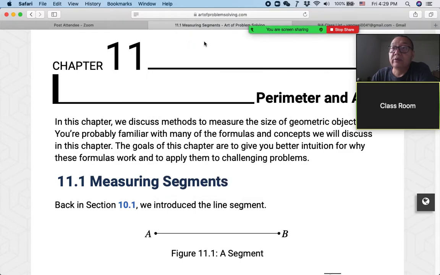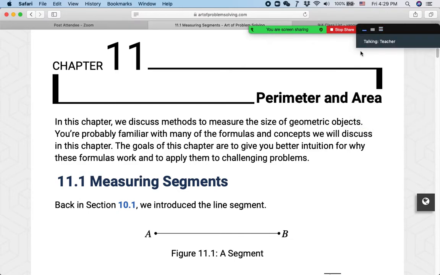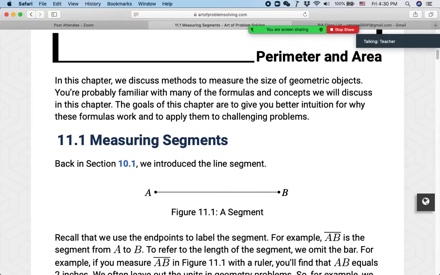So today we continue to learn chapter 11. In this chapter, we will learn the perimeter and the area. So first, let's learn how to measure a segment.